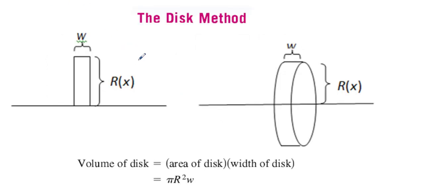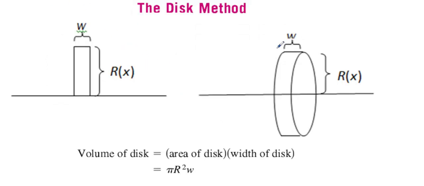So what is the disk method? Well, the disk method is created by making disks. Disks are circles, right? Think about it as a frisbee, right?